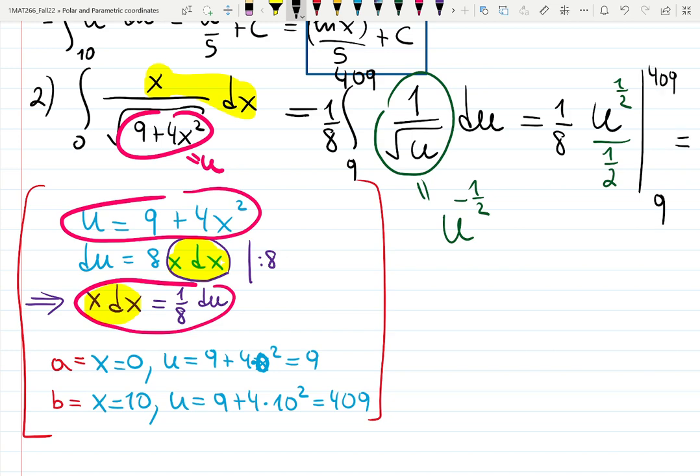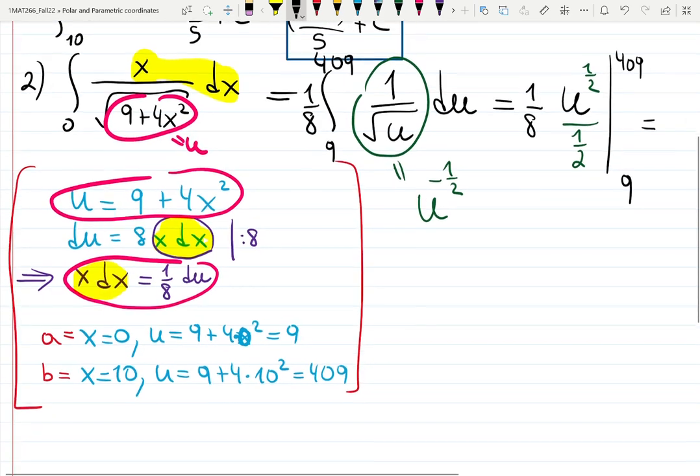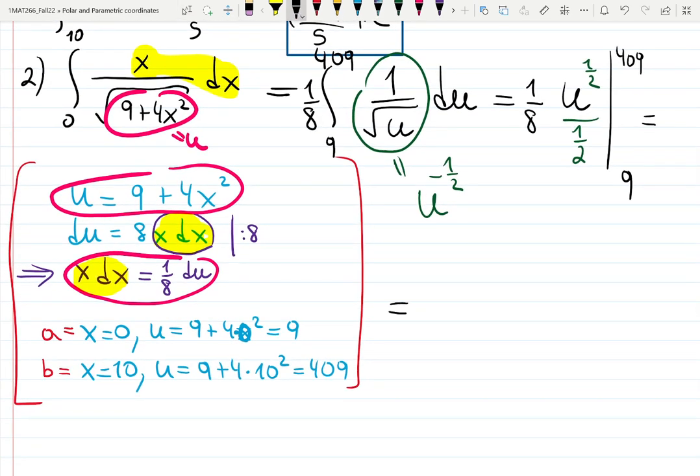From 9 to 409. The classical mistake on a test was to go back from u to x right now. No, that's why you did the work for the 9 and 409. If 9 and 409 are already in terms of u, you plug them in, top minus the bottom. If you kept the previous limits of integration, then you have to go back. The answer should be a number. How you got this number, nobody cares. So just make sure it's correct and careful.